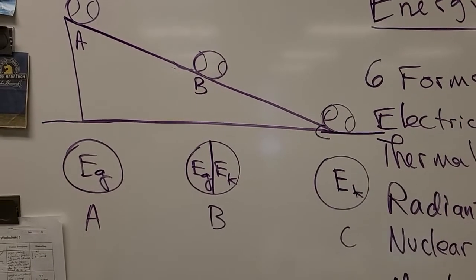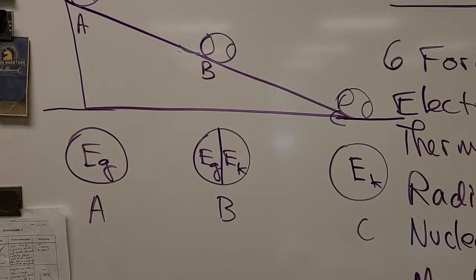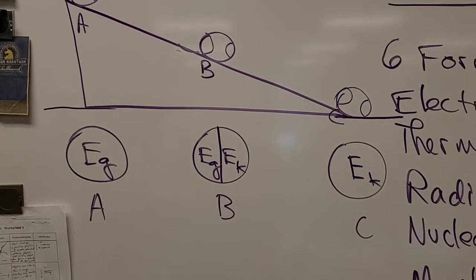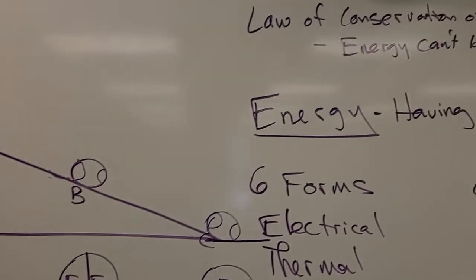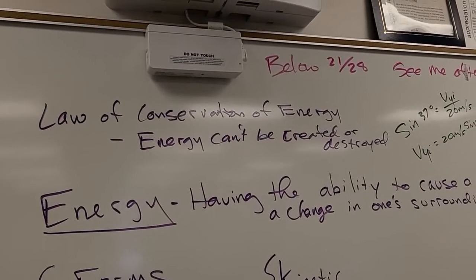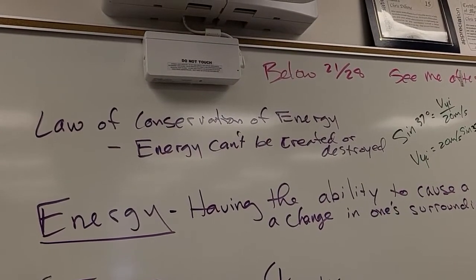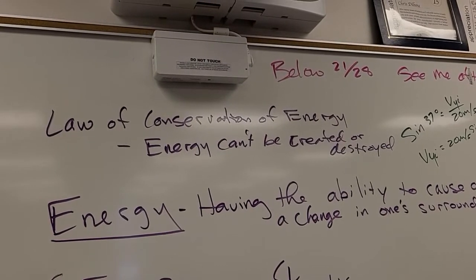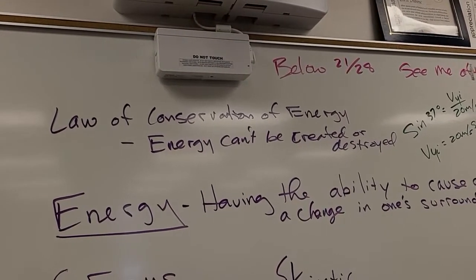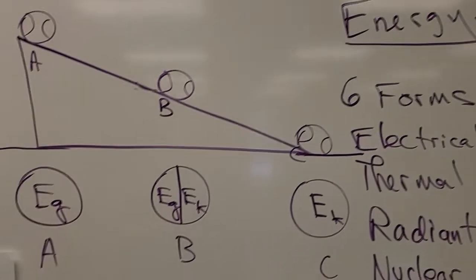So maybe 50-50. And notice the pies are all the same size. The pies are not changing size because why? Because energy cannot be created or destroyed. That's why the pies have to stay the same size. We're not growing or shrinking how much energy there is.